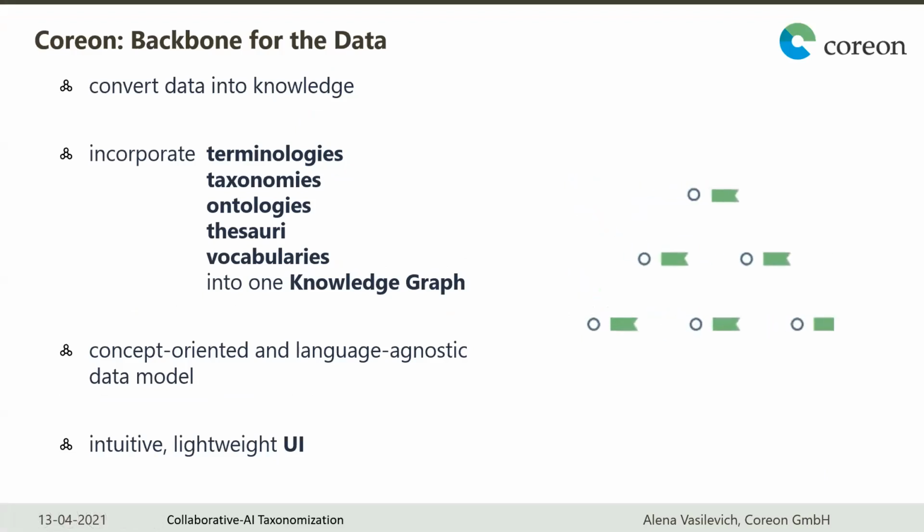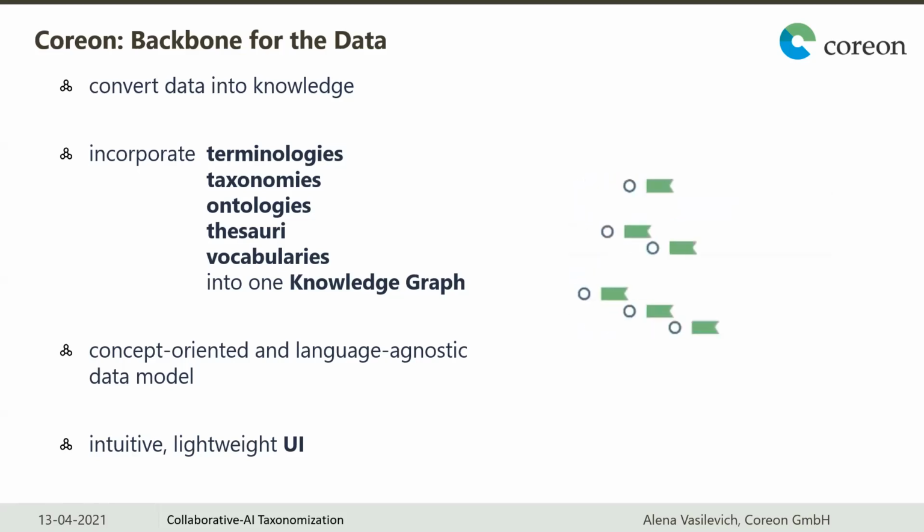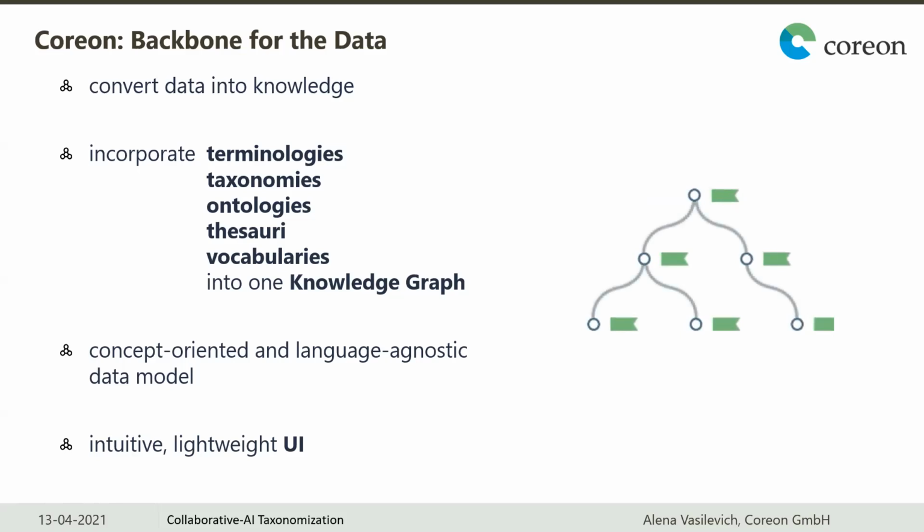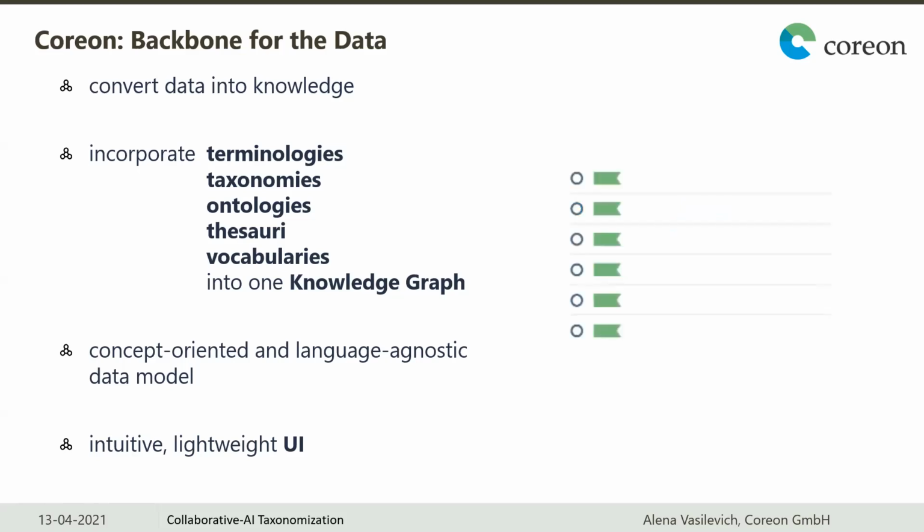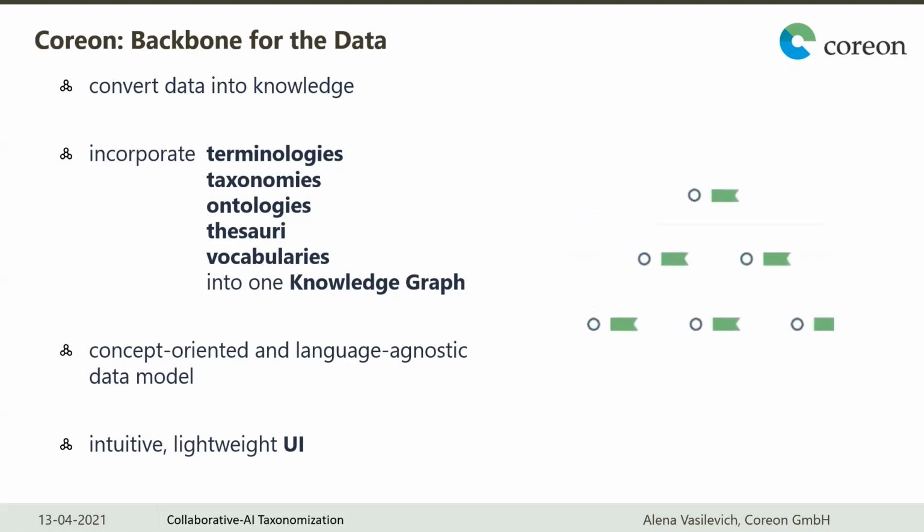Before I start, a few words about Coreon. Coreon is a Berlin-based unique taxonomy and ontology management software solution that caters for the needs of large-scale knowledge repositories. We unify knowledge with language by combining concept maps, which are technically knowledge graphs, with concept-oriented, language-agnostic terminology modeling. We strive to convert data into knowledge and to provide an intuitive and user-friendly environment for its management.